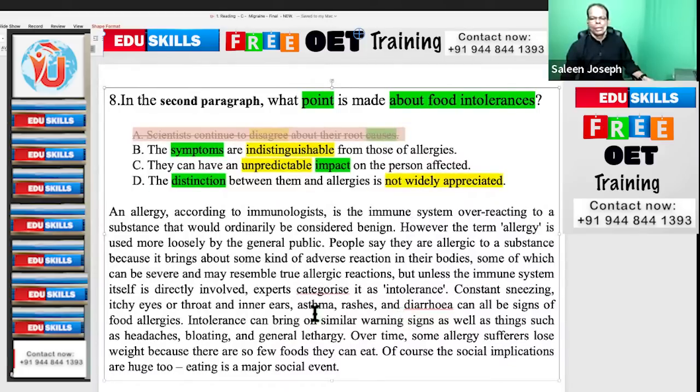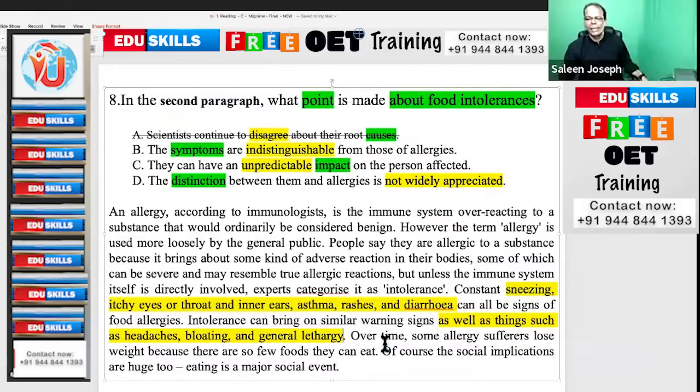Where do they speak about symptoms? Sneezing, itchy eyes, throats, and diarrhea can all be signs of food allergies. Intolerance can bring on similar warning signs as well as things such as headaches, bloating, and general lethargy. As well as means plus. Okay, the B option says the symptoms are indistinguishable, means same, not distinguishable at all.